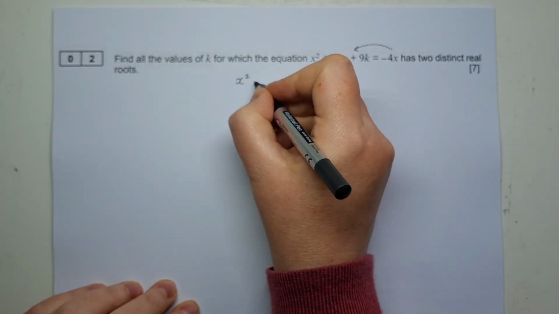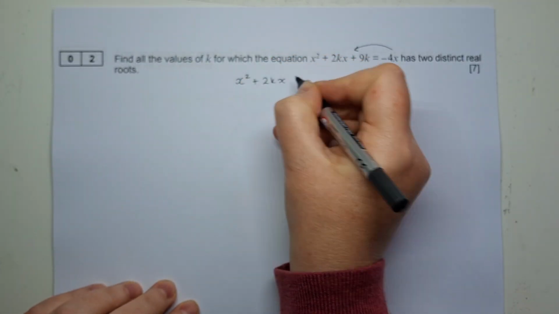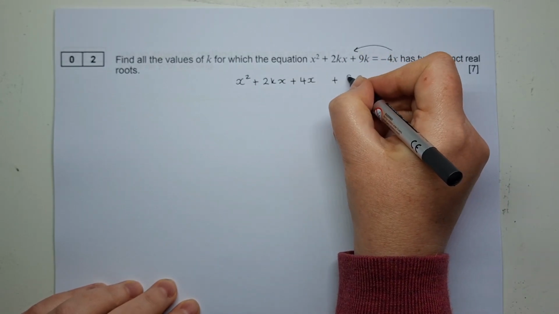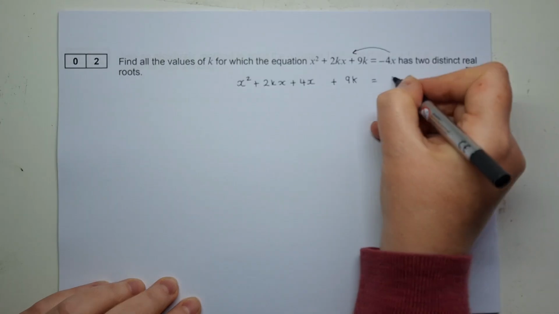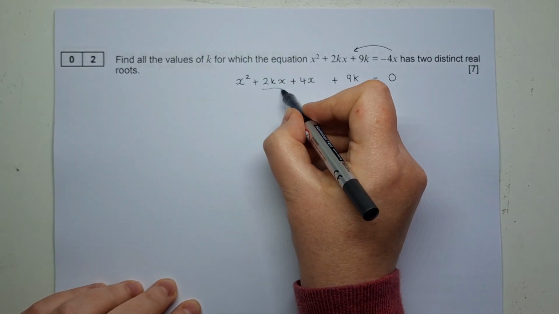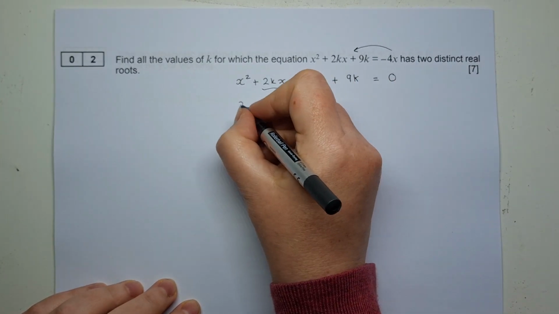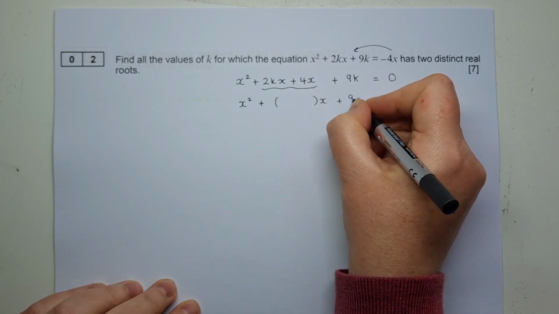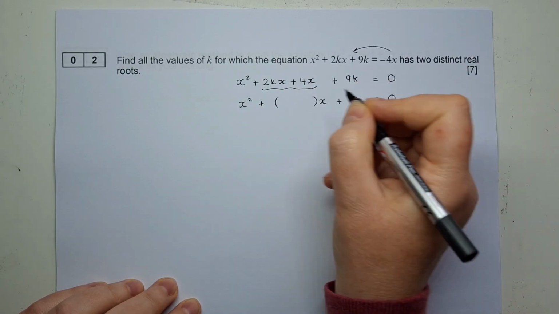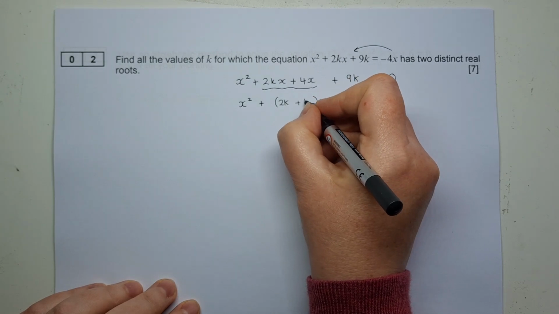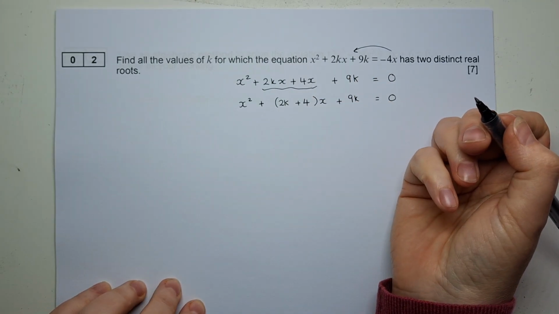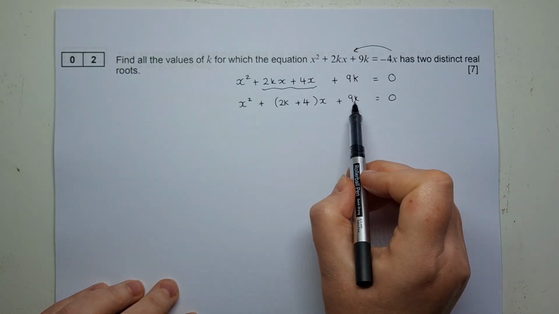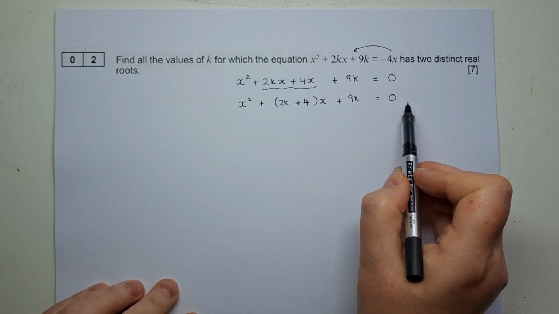So we'll get x squared plus 2kx plus 4x. Let's slot it in there because it is an x term. Add 9k equals 0. Now these two terms are both x terms, so let's take x as a common factor. And if we do that, then we'll put a 2k plus a 4 in the bracket like that. So now we've got it as my squared term, my x term, my number term equals 0.